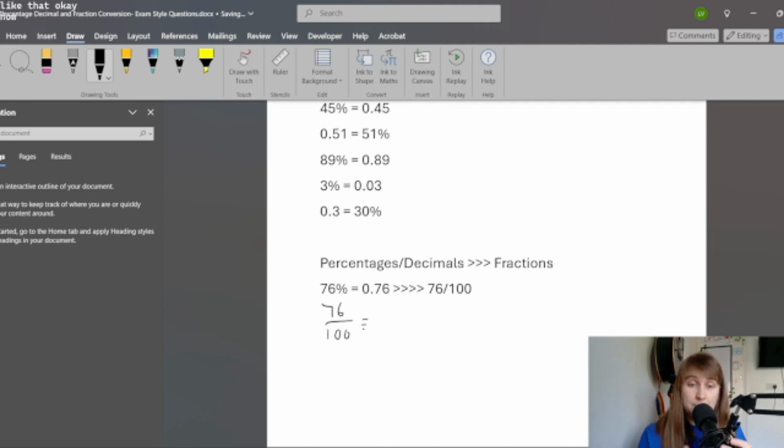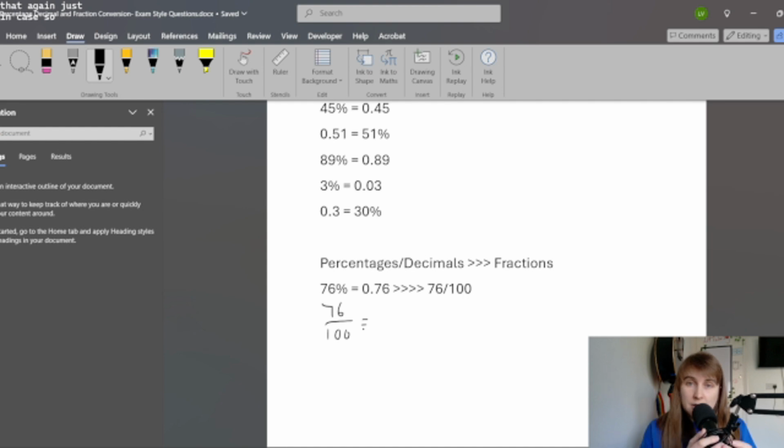Now, that's fine. There's nothing wrong with that answer. That's perfect. If the question, though, says simplify the answer or write it in its simplest form, we need to be able to simplify these fractions. So that might be something you're already familiar with, but let's briefly go over that again just in case.